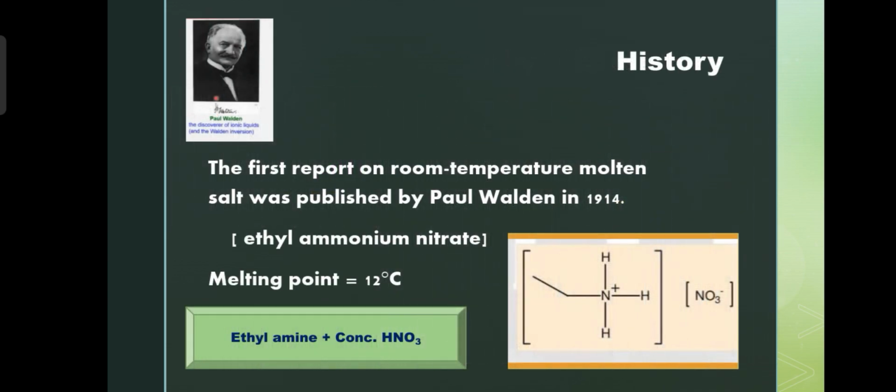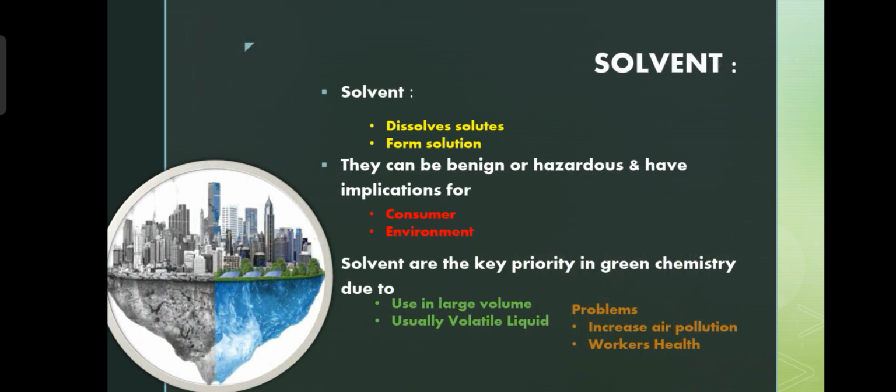Next I come to history. It was invented by Paul Walden in 1914, and the first ionic liquid is ethyl ammonium nitrate, whose melting point is 12 degrees centigrade. He combined ethylamine and concentrated nitric acid. He found ethyl ammonium nitrate, this is the compound.